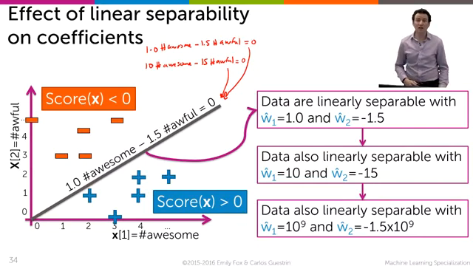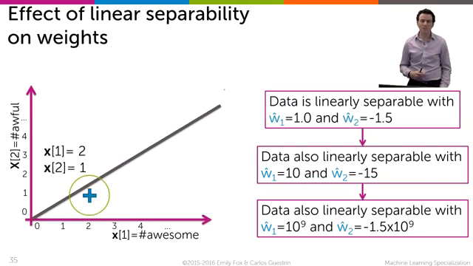Well, to understand that, we have to go back to our probability of our data. So let's pick a particular data point here, one that's near the boundary, which has 2 awesomes and 1 awful. I really love that review. Two awesomes, one awful was a review that I keep coming back to. Now let's see what happens to our estimated probability for this case.